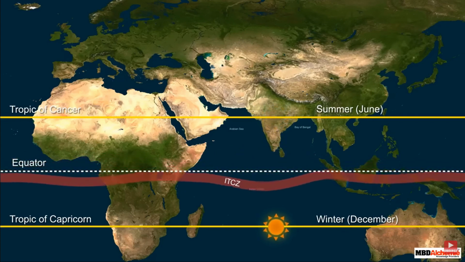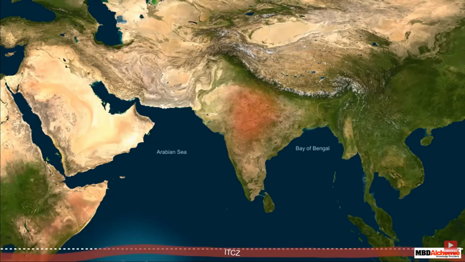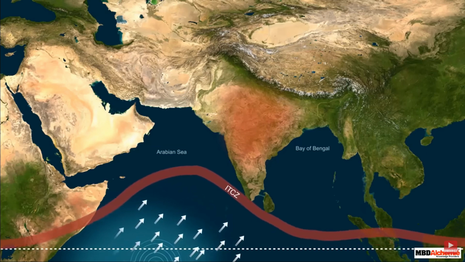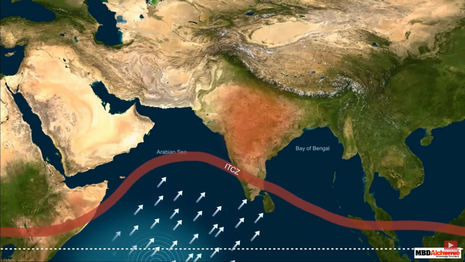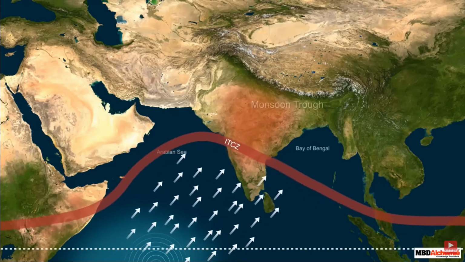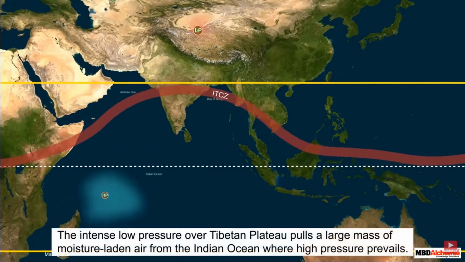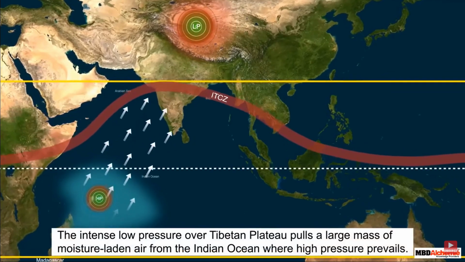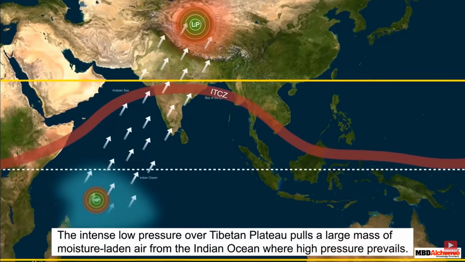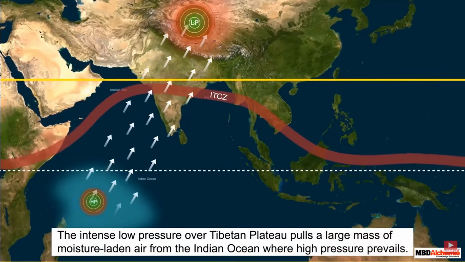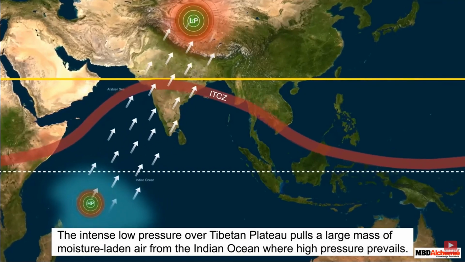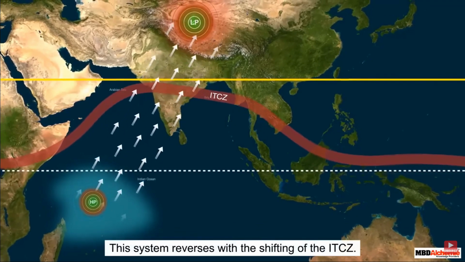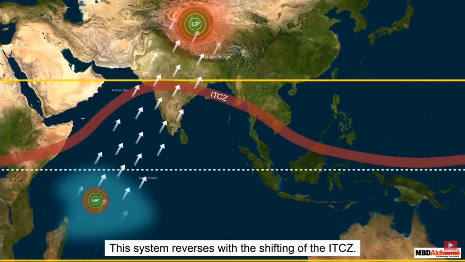The ITCZ is pushed further north till the Ganga basin due to the differential heating and cooling of the Indian landmass and its surrounding water bodies during the monsoon season. We call it a monsoon trough. The intense low-pressure system formed over the Tibetan Plateau attracts air from the intense high-pressure system that develops over the Indian Ocean near Madagascar island of Africa. This causes a strong pull of moisture-laden air mass from ocean to the landmass of India. While the ITCZ shifts, the pressure system reverses, causing the reversal of wind.